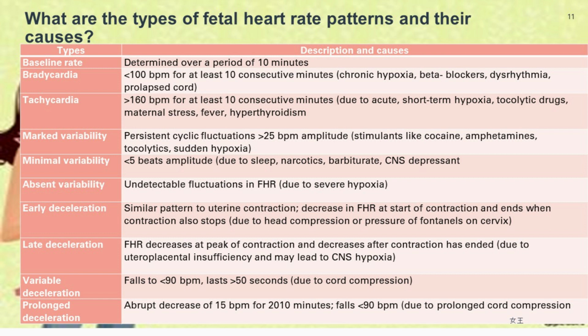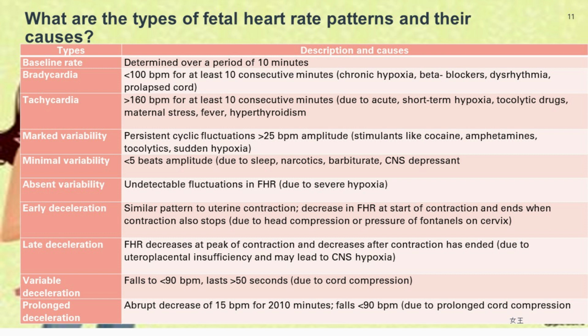fever, hyperthyroidism. Marked variability, persistent cyclic fluctuations greater than 25 bpm amplitude, due to stimulants like cocaine, amphetamines, tocolytics, sudden hypoxia. Minimal variability, 5 beats amplitude, due to sleep, narcotics, barbiturates, CNS depressants. Absent variability, undetectable fluctuations in FHR, due to severe hypoxia.